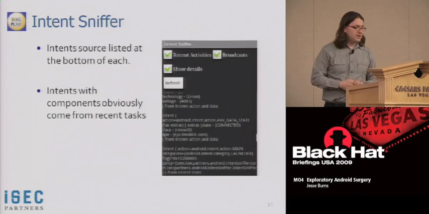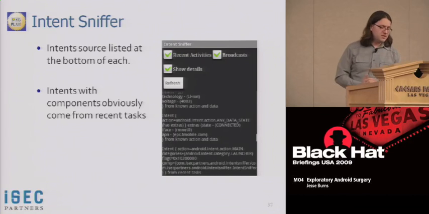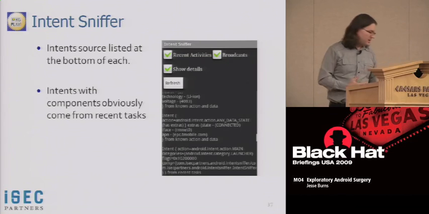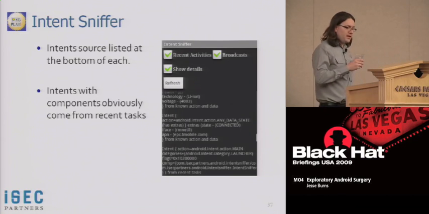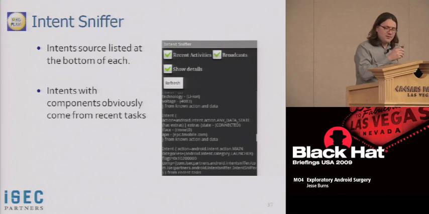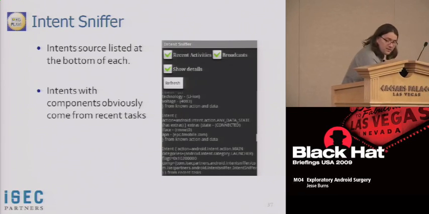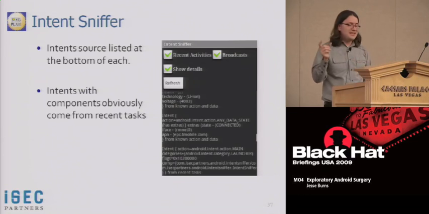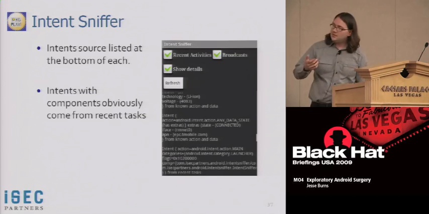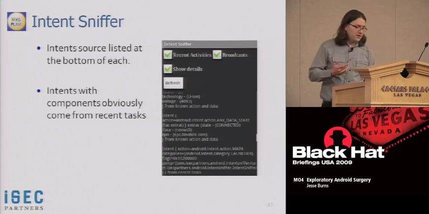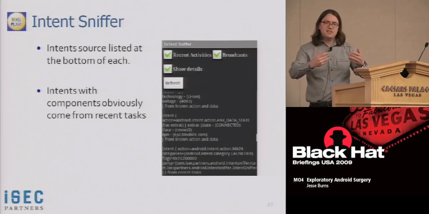So here's what it looks like in action. You check the boxes for the kinds of things you're interested in. If you check show details, you get a little extra information. It shows you the extras as well. You have to tap the refresh button because when I made it automatically update, it wasn't possible to watch. And the intent source is listed at the bottom of each intent. So intents with components are obviously tasks, and because we can't get explicit intents normally.